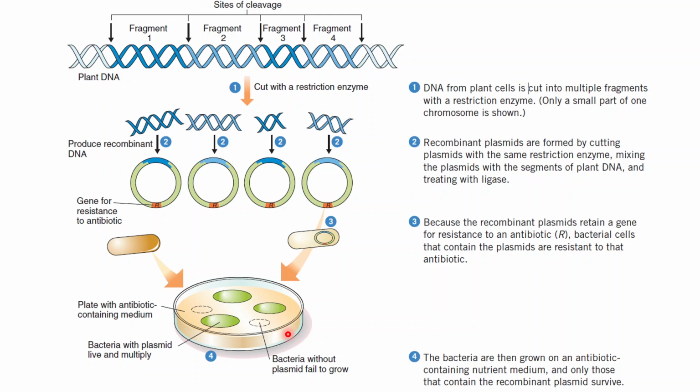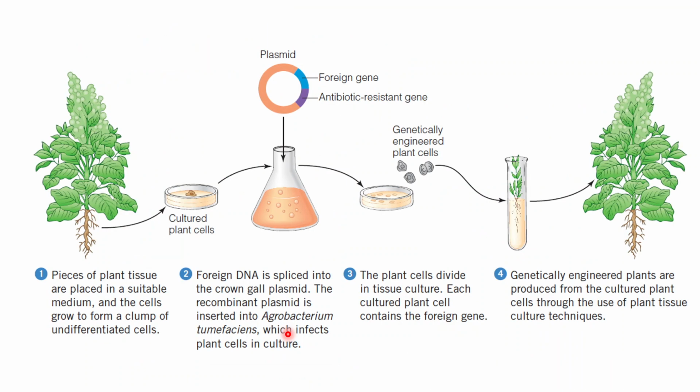Although several vectors for the introduction of genes into plant cells are used, the most widely used vector is the crown gall bacterium, which produces tumors in a variety of plant species. This bacterium causes a disease by inserting DNA from its plasmid into the plant cell.